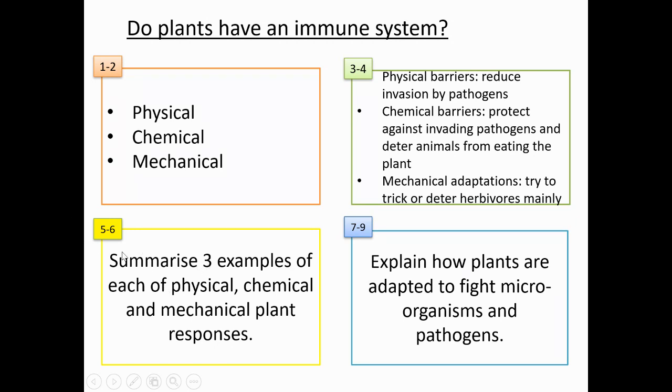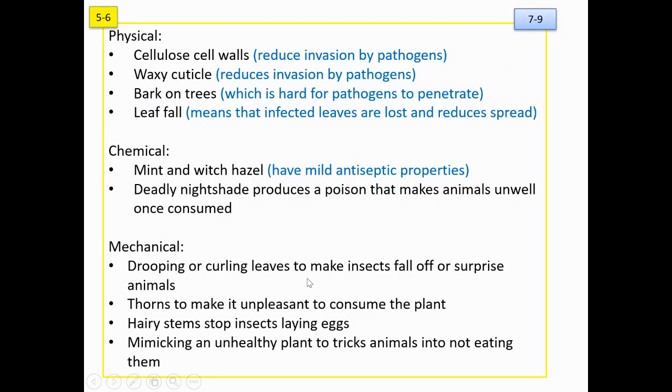The yellow section, the use section, summarize 3 examples of each physical, chemical, and mechanical plant response. Well, we've seen this one already. Physical cellulose cell wall, waxy cuticle, bark on trees, and leaf fall. The chemical, some examples were mint and witch hazel. Deadly nightshade is the example that I used a minute ago, which produces poisons that make animals feel unwell or straight up kills them. It is deadly. And then there's the mechanical ones that we said before.